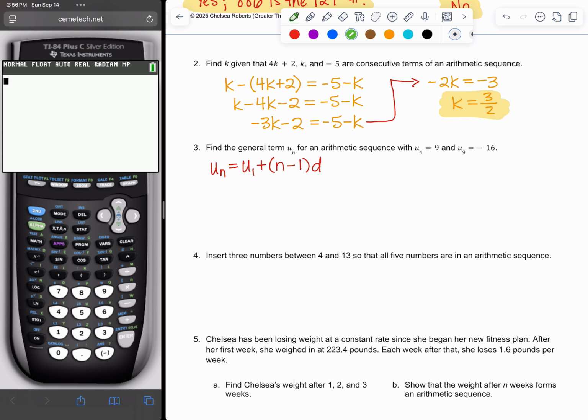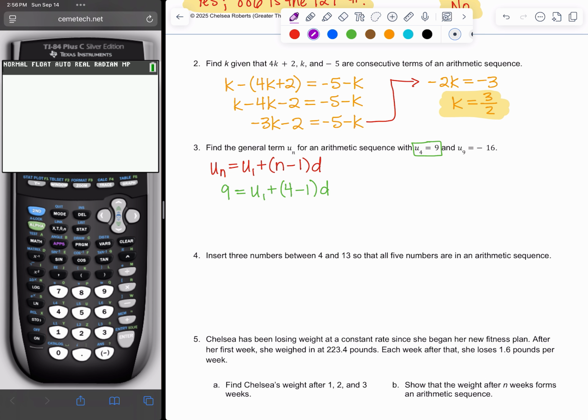All right. It tells me that we have u sub 4 is equal to 9. So I can have u sub 4 is equal to u sub 1 plus n minus 1 times my common difference. And in this case, the n will have to be 4 because we're talking about u sub 4. We also know that instead of writing u sub 4, we can actually just put 9 because it says u sub 4 is 9.